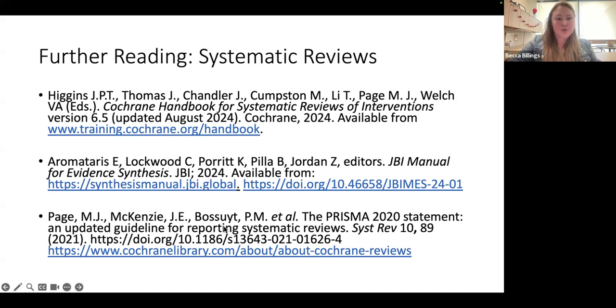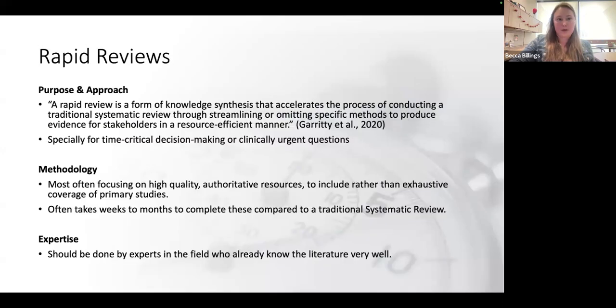And then also the JBI manual, they have some really good tools. And the PRISMA 2020 statement is the updated reporting guideline for systematic reviews and what you need to report about how you conducted the study so that it's transparent.